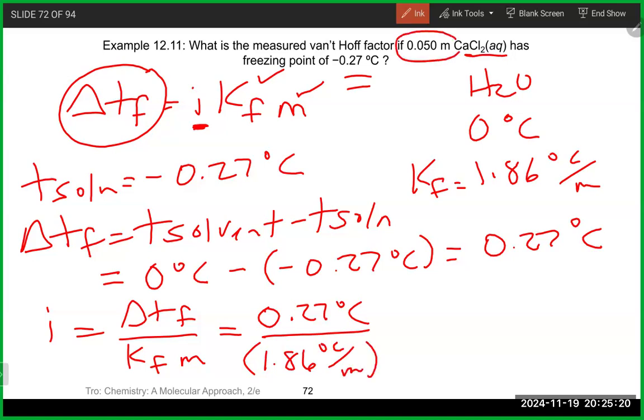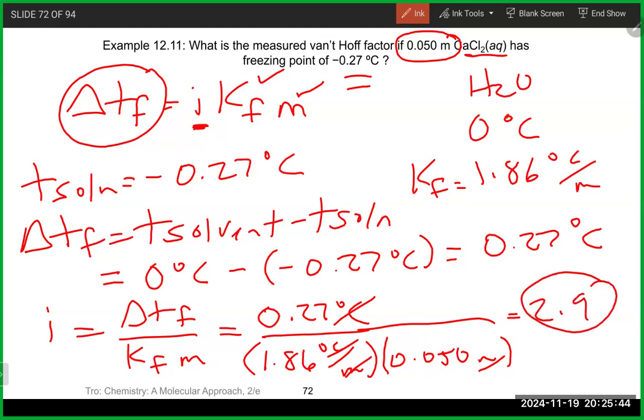So that would be 0.27 degrees Celsius divided by our Kf of 1.86 degrees Celsius times molality. And we didn't need to calculate it this time. They actually gave us the molality of the solution, and that is 0.05. The m's will cancel, the degrees Celsius will cancel, leaves us just a number, which is good. So 0.27 divided by 1.86 divided by 0.05 gets us a 2.9. We would expect the i value for calcium chloride to be 3, as we just talked about, right? As you get 1 calcium and 2 chlorides. So this is pretty darn close.